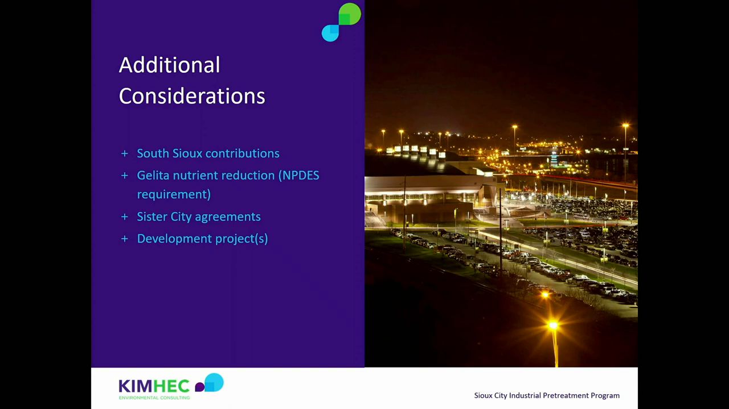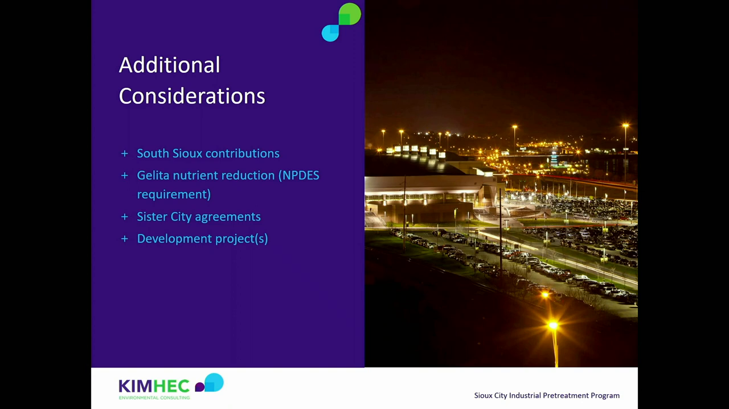Right now, their agreement specifies a certain flow, only MGD. It doesn't specify pollutant loading. But looking at the TKN that they send, they were willing to cut back on that average daily flow so that they could cut back on the pounds per day of TKN that they discharge. It's higher with them. When they discharge, it can be about 25% of your allowable loading for TKN. So we have to include that in the calculations.